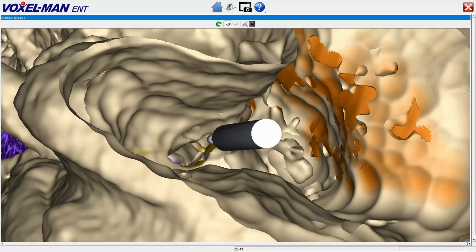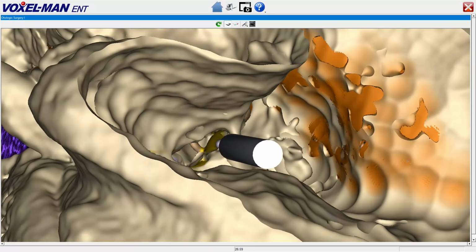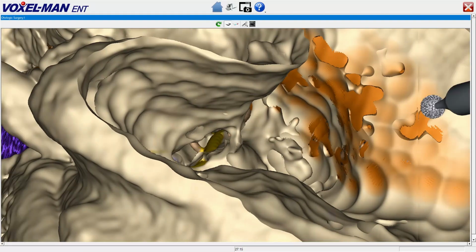If we remove the incus buttress, thereby drilling away the fossa incudis bone, this reveals the short process of incus in its entirety.